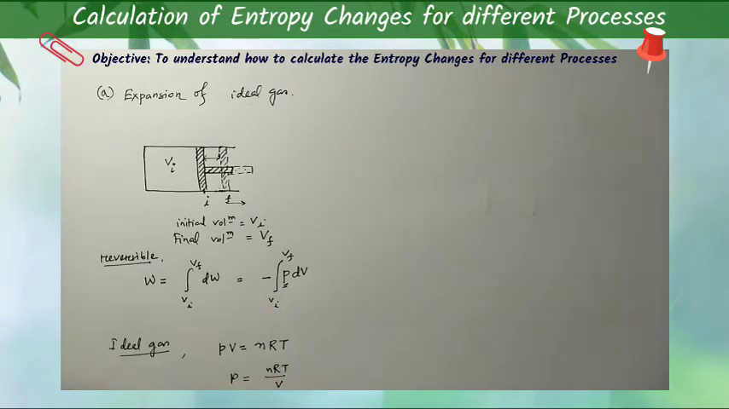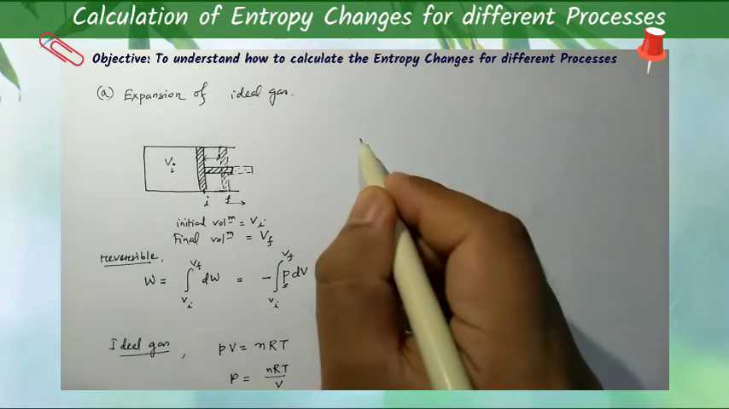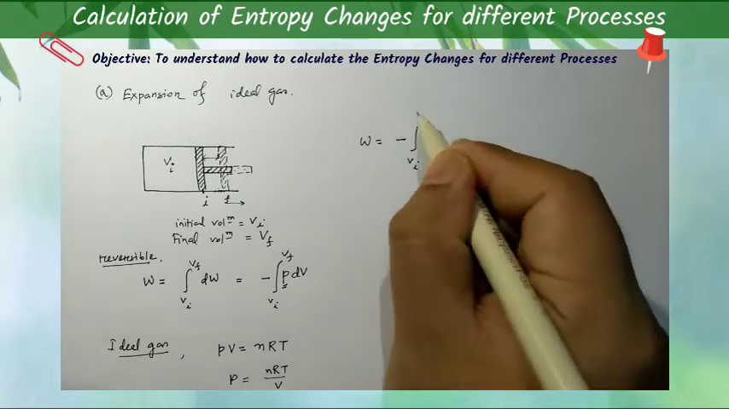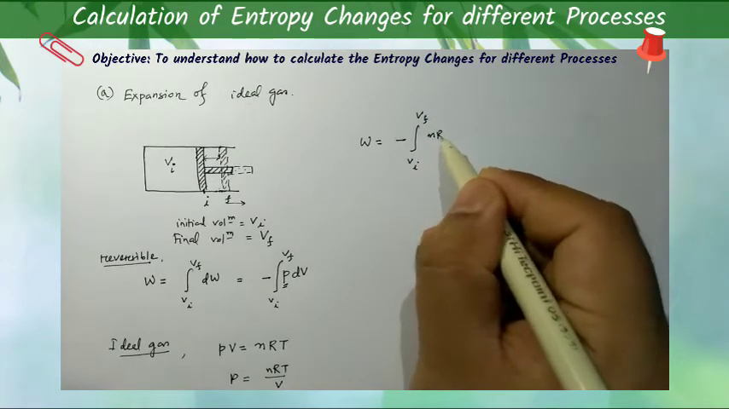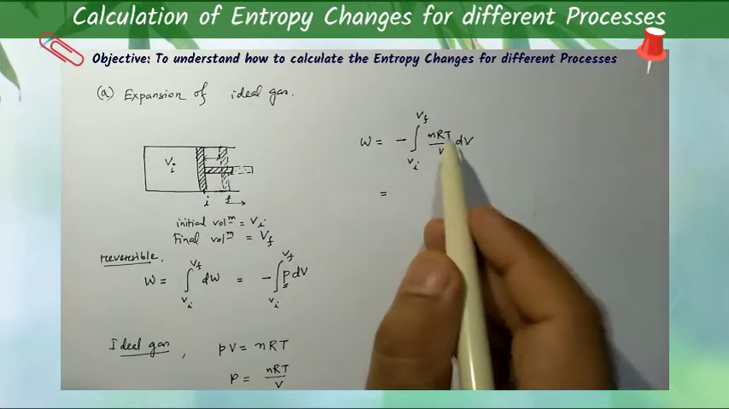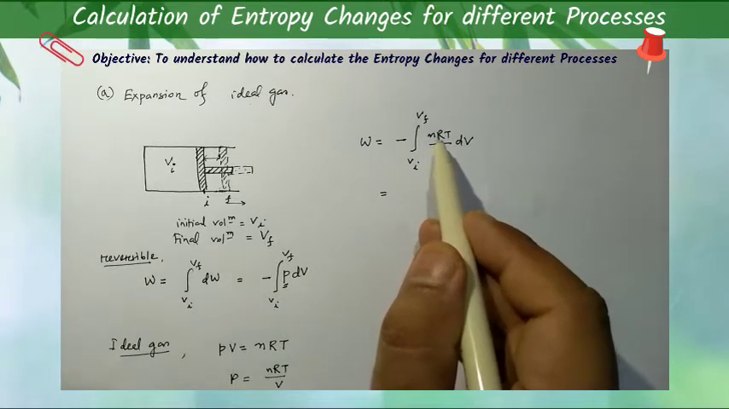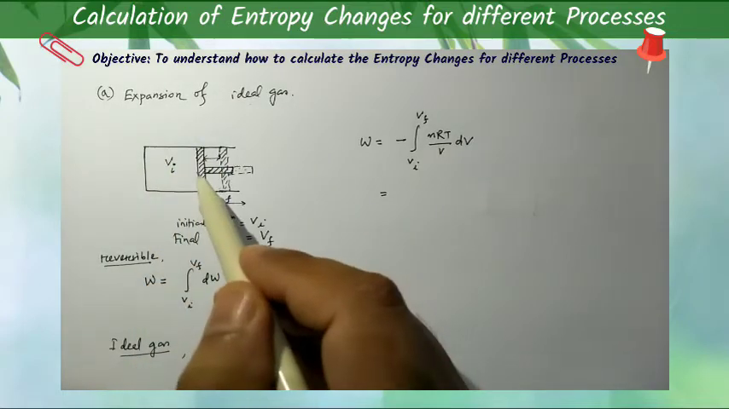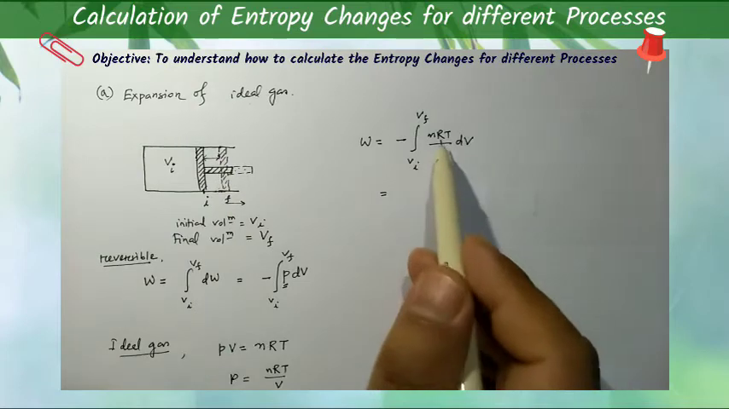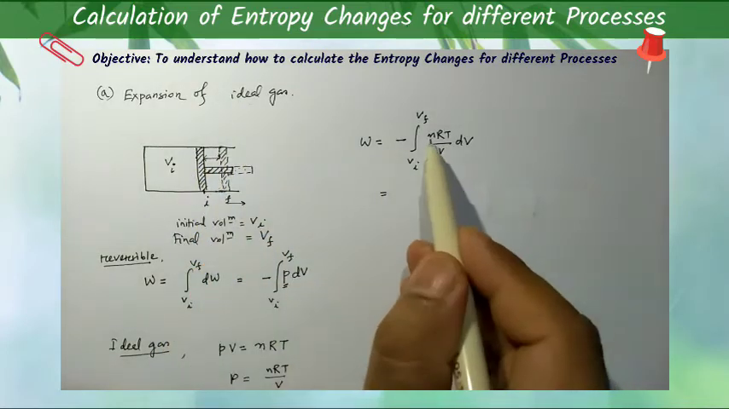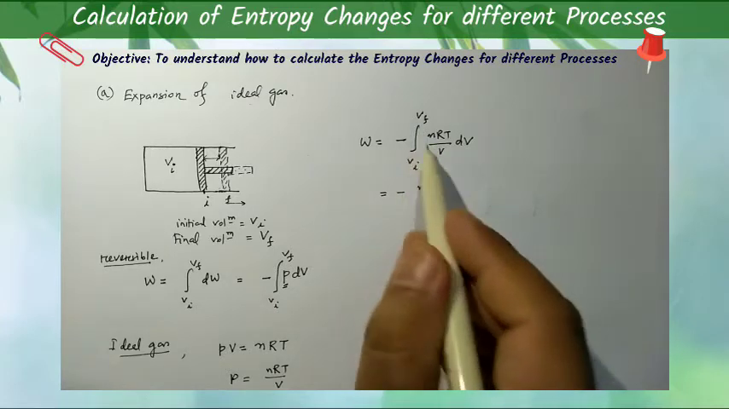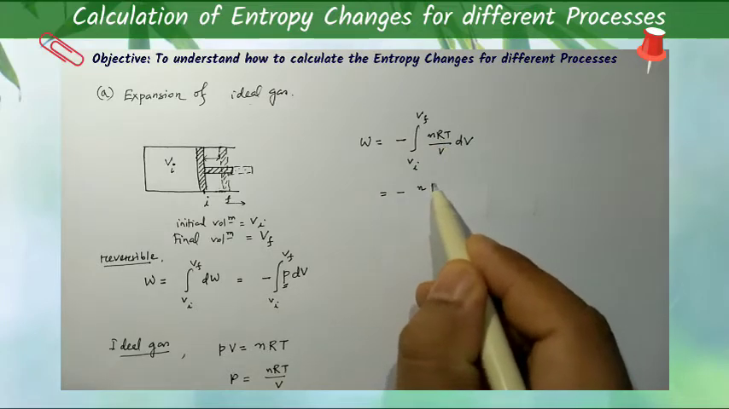You can just put the value here, understand? Now it will become W is equal to minus the integration from Vi to Vf, and in place of P we can write nRT by V, dV. Small n represents the number of moles. This is constant because in the cylinder the number of gas molecules will be the same, since we are not introducing any gas from outside. So we can write it outside the integration. Again, R is also constant because it is the gas constant.